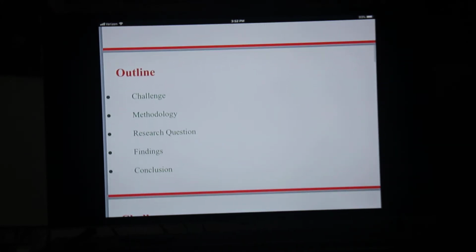Alright, so the outline for our presentation that we are going to follow is first starting with the challenges, explaining our methodology and research question. We will then move into our findings and the conclusion.